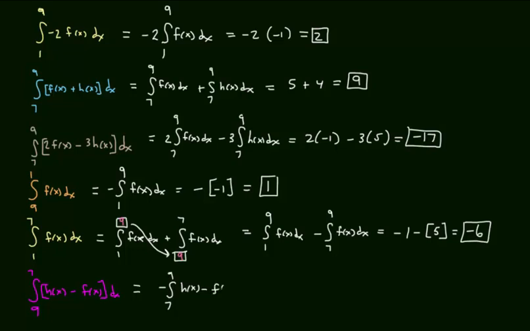Last one is going to be the opposite of the integral 7 to 9, h of x minus f of x dx. So minus the integral of 7 to 9, h of x dx, plus the integral from 7 to 9 of f of x dx. See, I distributed the negative. And this comes out to be the opposite of 4 plus 5 equals 1.